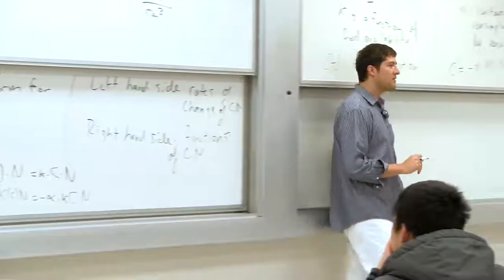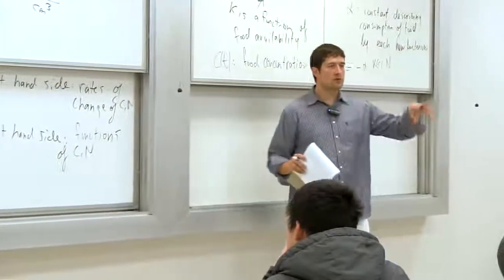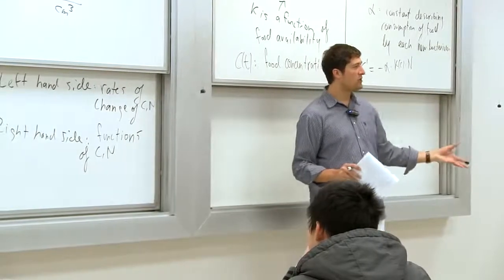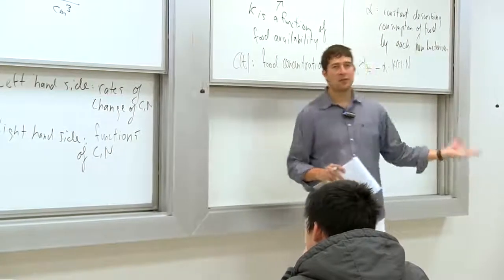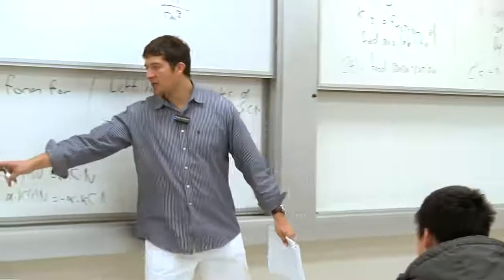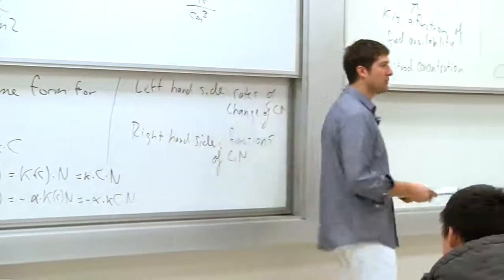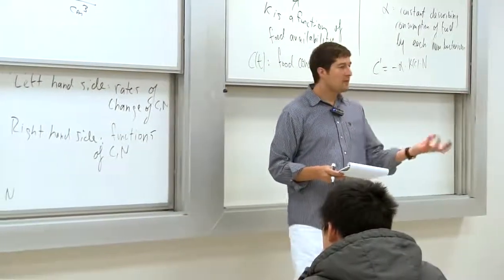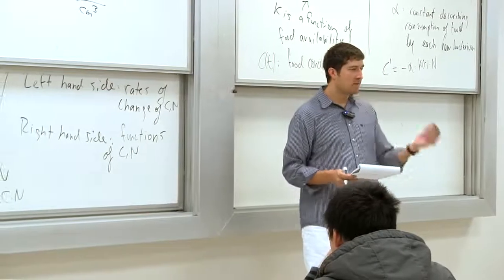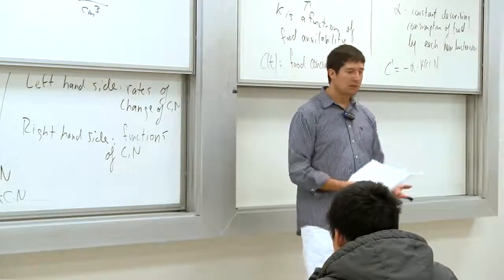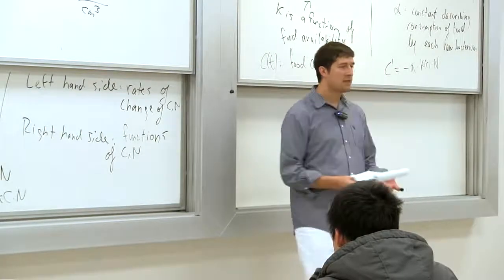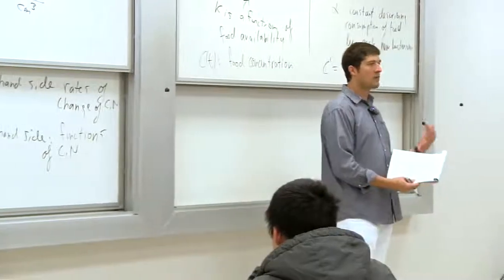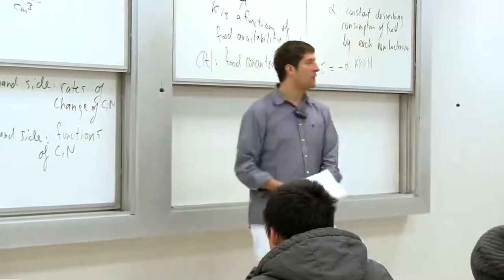Okay? What this means is that if we know the concentration of food and if we know the population N at any given time, then we can calculate the rate of change of the food and the population. That is the key idea of dynamical systems. That's the basic situation for a continuous time dynamical system: if you know the state, in this case food and population, you know the rate of change.